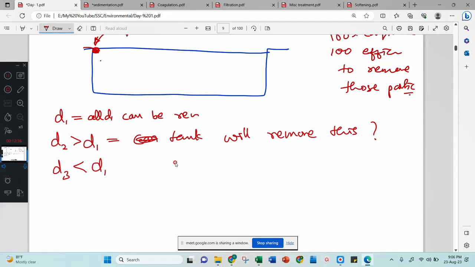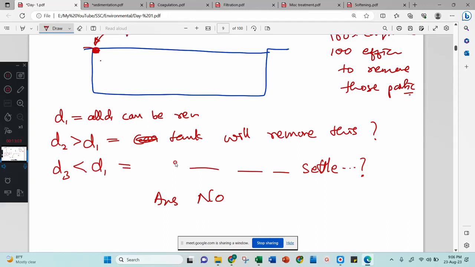Okay, now I have another diameter D3 which is less than D1. Whether this particle will be settled or not? This particle will settle or not? I think no, sir. Yes, the exact answer is no. The answer is no. Why? Because these particles are smaller in diameter and this tank is designed for D1.